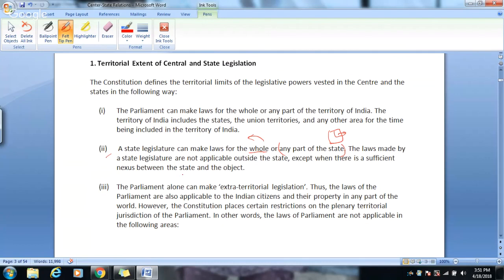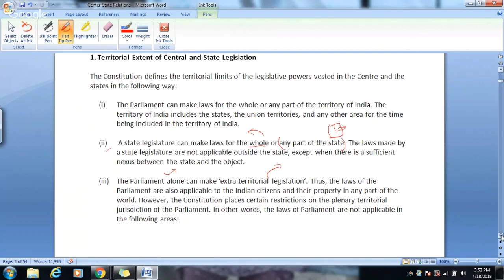Then, the Parliament alone can make extraterritorial legislation. Thus, the laws of the Parliament are also applicable to Indian citizens and their property in any part of the world. So it is not our territory, but wherever Indian citizens and their property are in any part of the world, the laws made by the Parliament are applicable there. However, the Constitution places certain restrictions on the plenary territorial jurisdiction of the Parliament, meaning the laws are not applicable in the following areas. So which areas will we see?